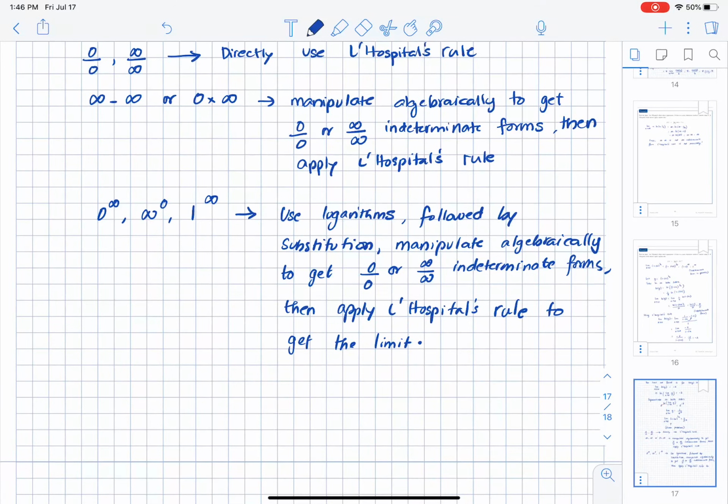But keep in mind, once we get the limit, you exponentiate the result to get the limit of the original function. So these are the key things that we've got to remember when we try to evaluate limits with L'Hopital's rule.